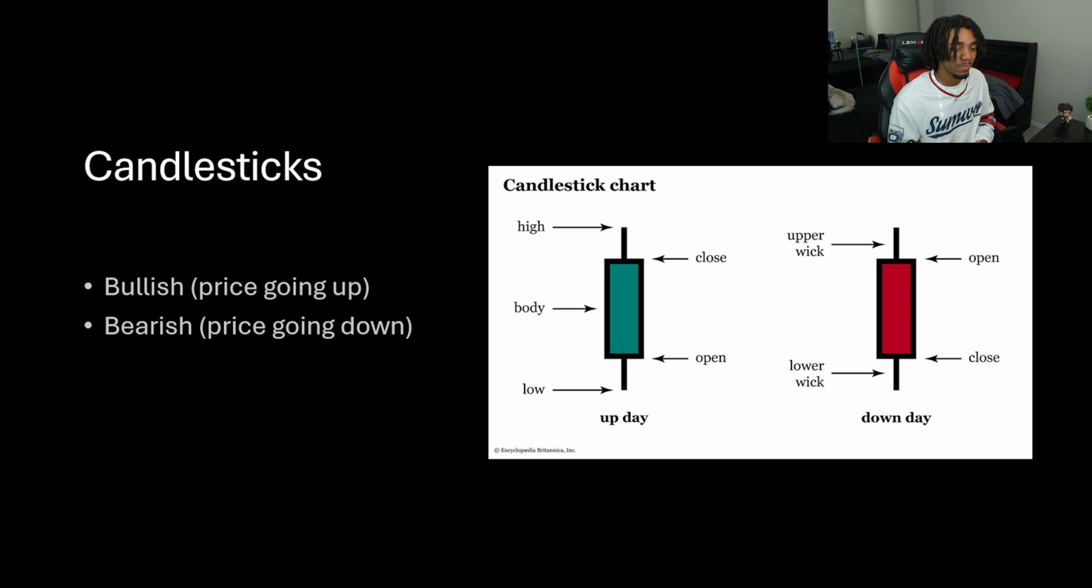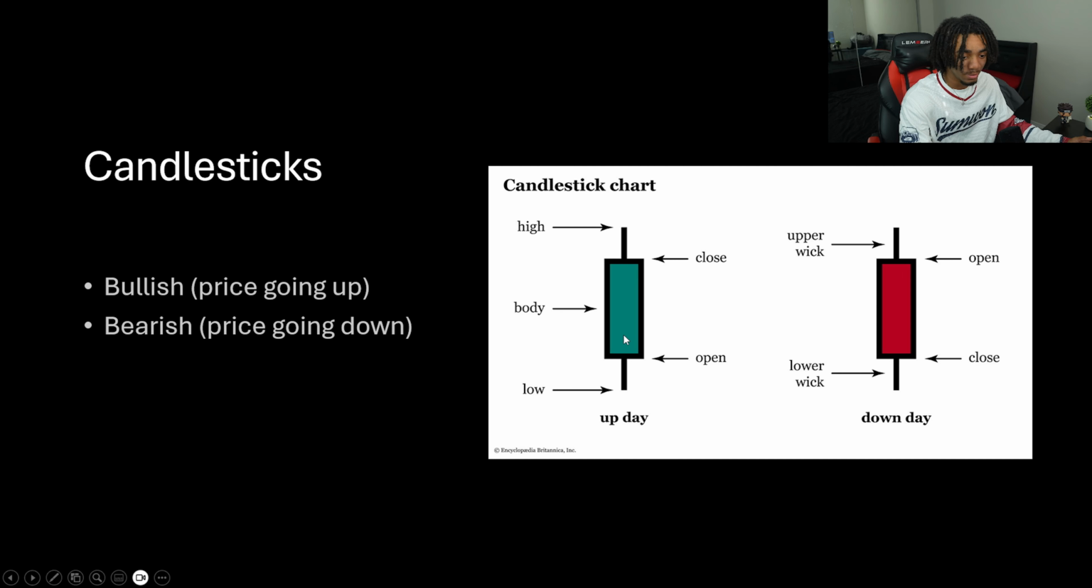Bullish is a term for when price is going up. Bearish is a term for when price is going down. So red candles are bearish candles, price going down. Bullish candles are green candles going up, price going up. So with that being said, the way that they are formed on the charts is, on bullish candles, as we see this rectangle body, this is the body of a candlestick basically.